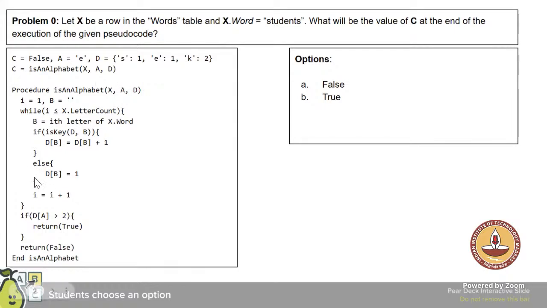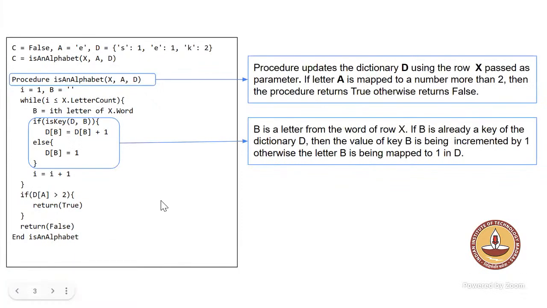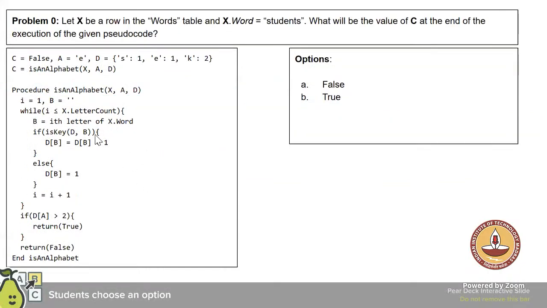So what we will do? We will go to the else part. Inside the else part, we are saying D of B equal to 1. That means we are creating a new key. Our dictionary D will be updated, and you will get one more key T, and the value of that key T will be 1. Is it clear?